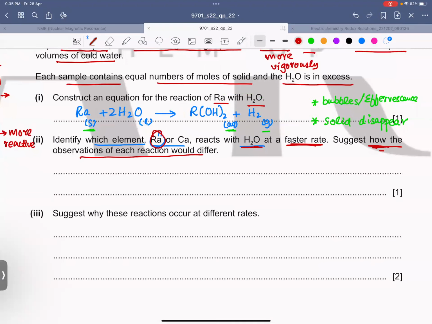Okay, you have to identify how these observations actually differ. So can anybody tell me the difference? What would it be? Sir, the rate will be different. In calcium, there will be fewer hydrogen gas bubbles compared to radium. Okay, that's good. And sir, the white solid will disappear more quickly in radium. Okay, good. So we can write that.